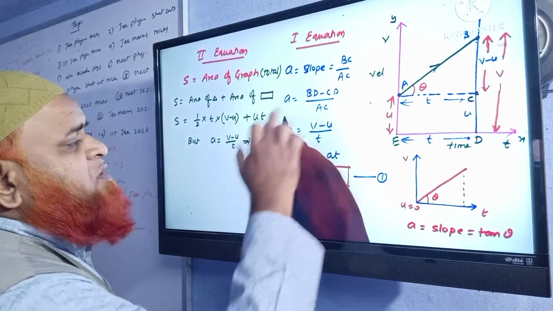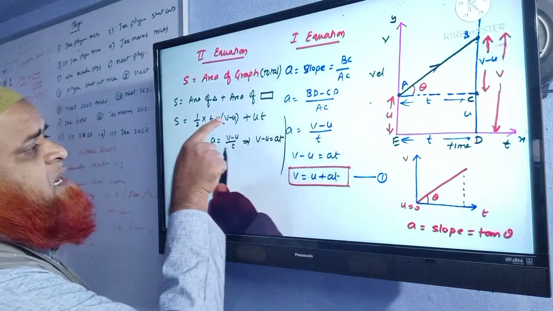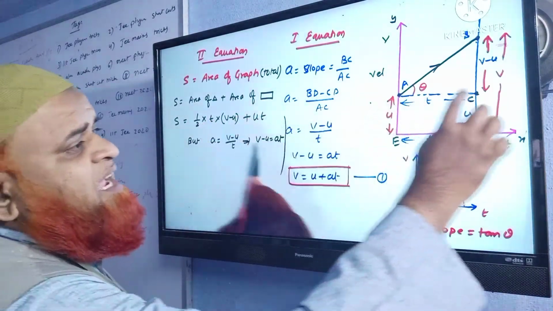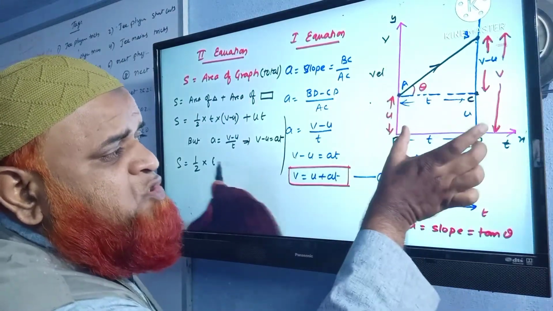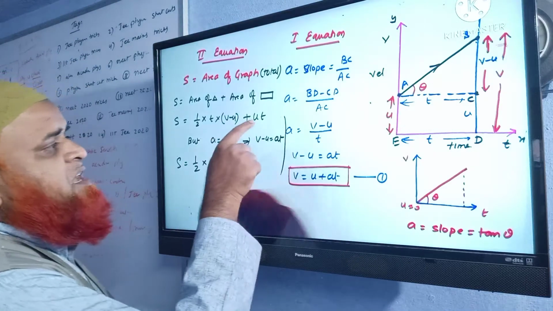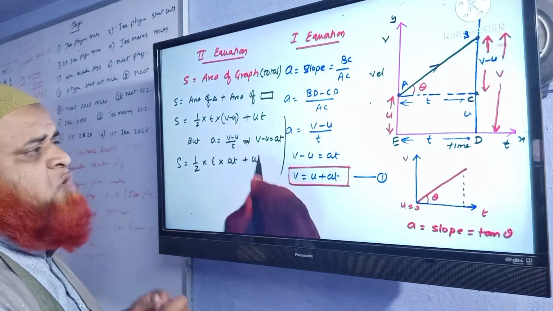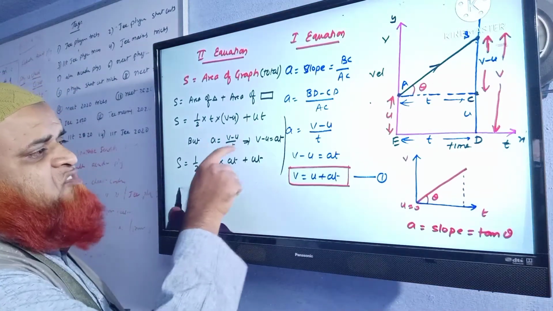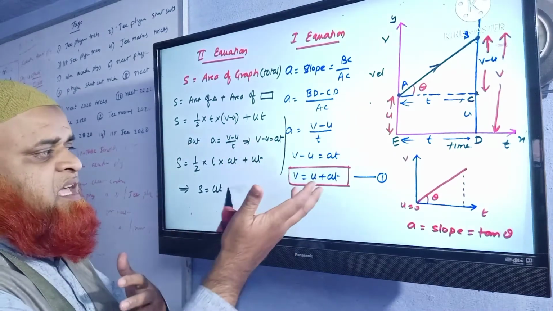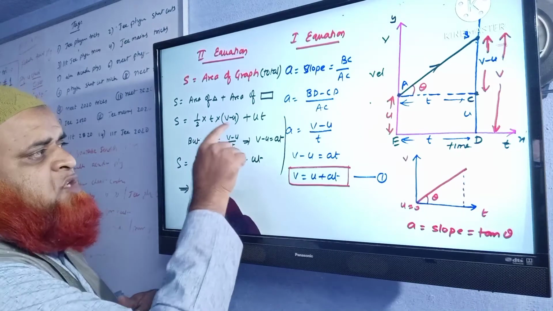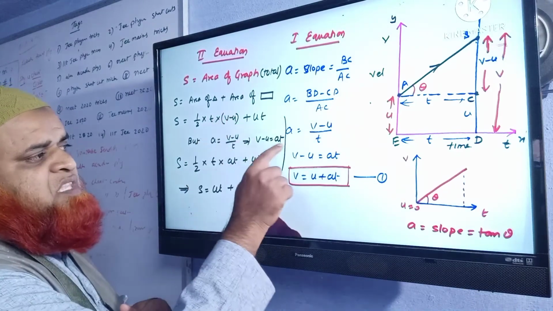Okay. So what I am going to say here is, the area of a rectangle is nothing but length into breadth. So length into breadth means U into T. You all know that the acceleration formula is V minus U by T. So V minus U is equal to AT. So you can replace V minus U with AT here.